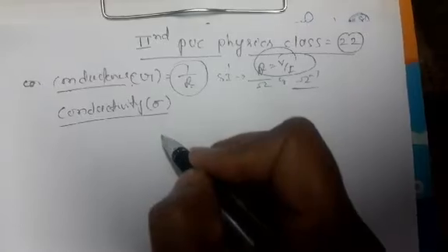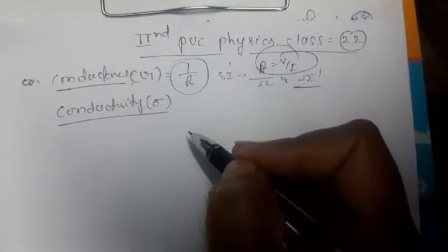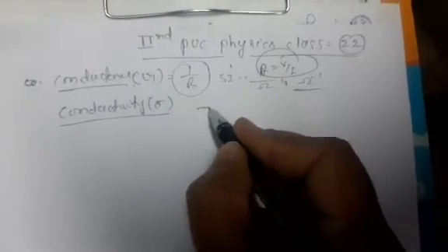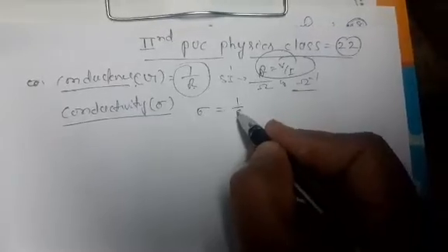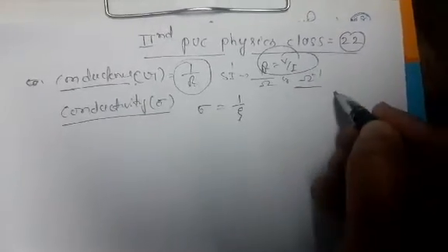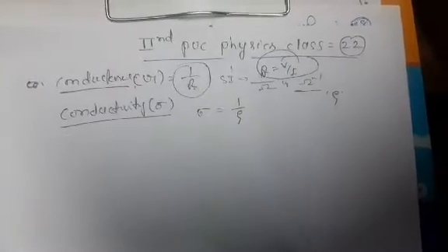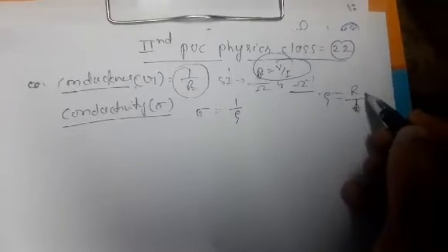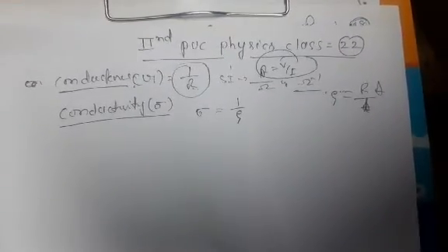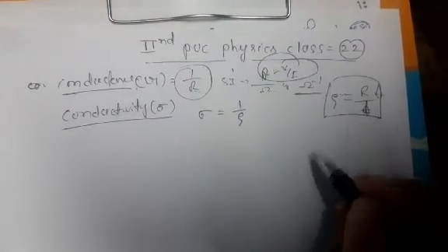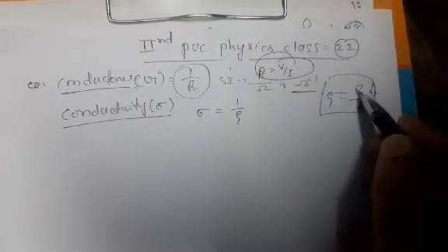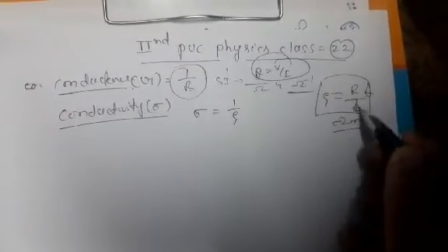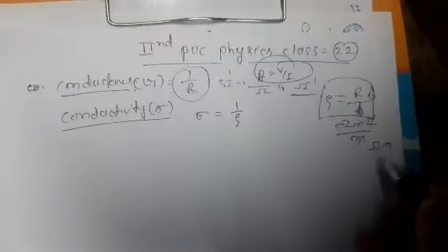Conductivity is also a physical quantity, and it is also a derived quantity. It is the reciprocal of resistivity. The symbol of resistivity is rho. Resistivity means the resistance of a conductor per unit length and per unit area. The unit of resistance is ohm, the unit of area is meter square, the unit of length is meter, so the meter cancels, and the unit is ohm meter.